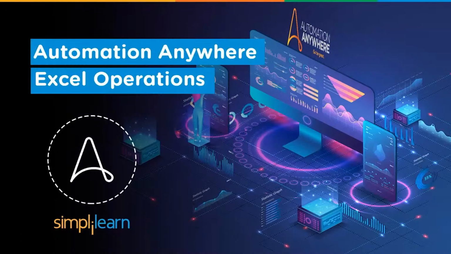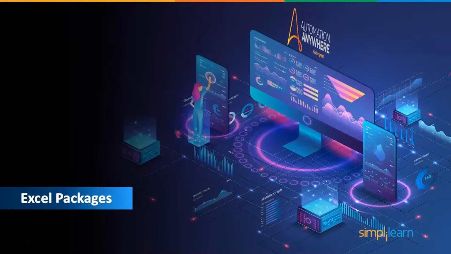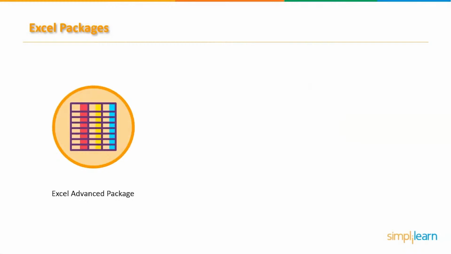In this video, we will learn about Automation Anywhere Excel operations. Excel packages. The Excel package consists of actions that allow us to automate many of the tedious tasks while working with Microsoft Excel spreadsheets. The Excel packages that Automation Anywhere offers are Excel Advanced Package. To use the Excel Advanced Package command, we must first install the Excel Advanced Package. It's utilized to automate actions involving the workbook, worksheet, rows, columns, and cells.